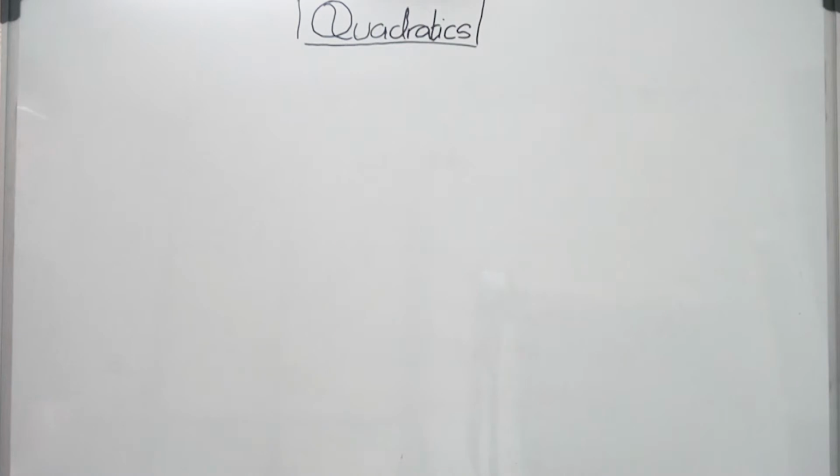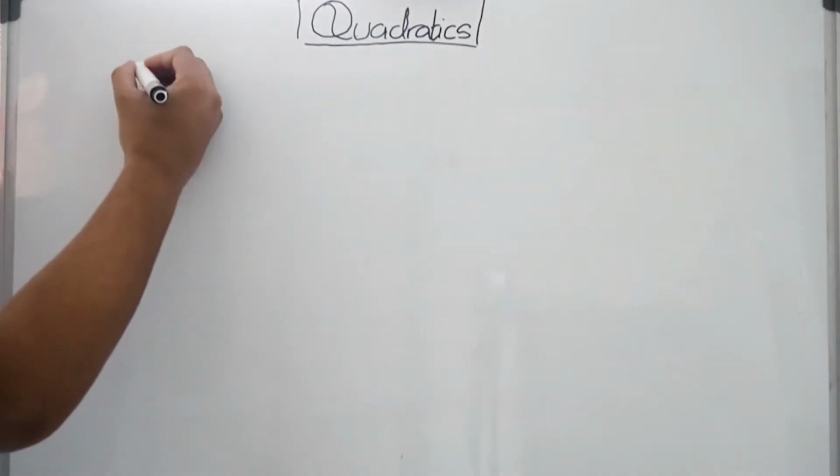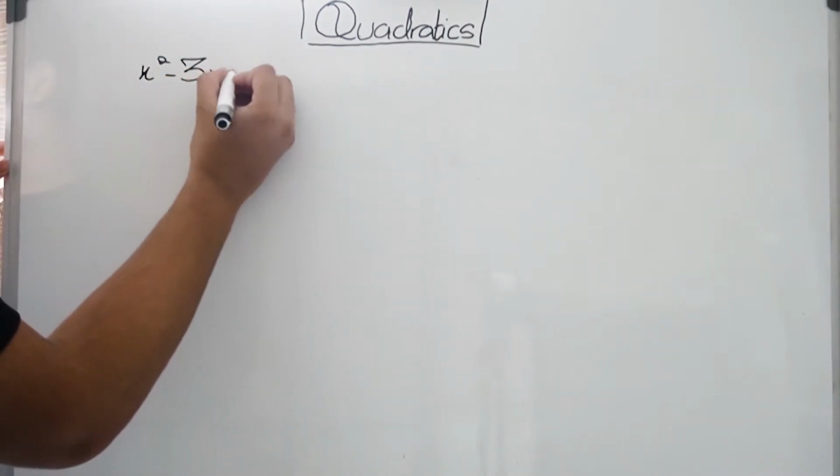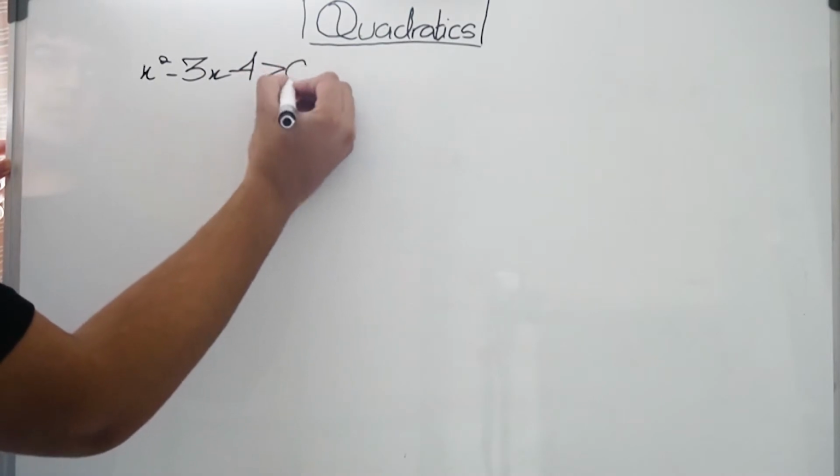Alright, in this video I'll be teaching you how to solve quadratic inequalities as well as simultaneous quadratics and modulus quadratics. So first let's start with quadratic inequalities. We'll use an example for the explanation. I already have an example in mind, which is x squared minus 3x minus 4 is more than 0.